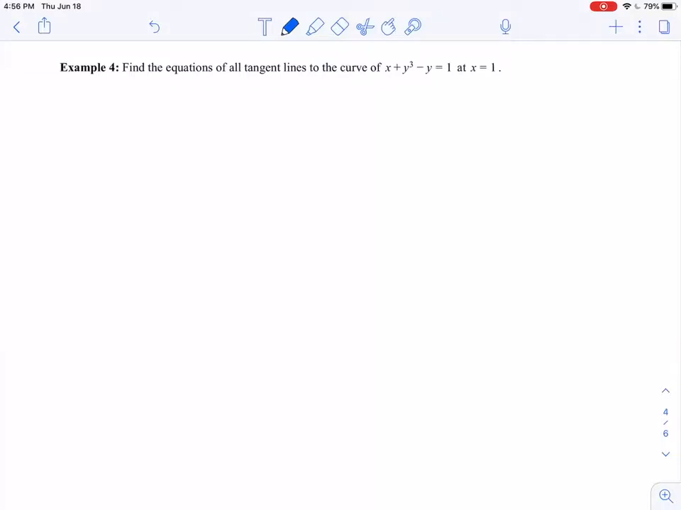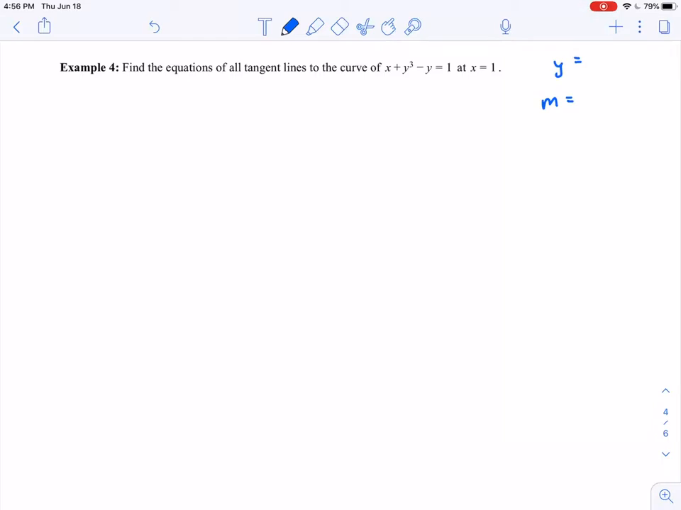So we're going to continue on with some more practice with implicit differentiation. Here I want to find the equations of all tangent lines to the curve x plus y cubed minus y is equal to 1 at x equals 1. So I have the x value. What do I need if I'm going to write the equation of the tangent line? I need the y value. I need the slope. Let's start with the slope.